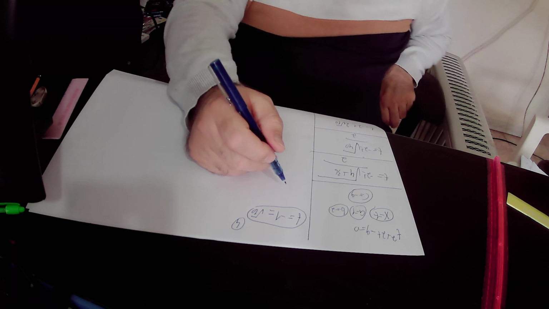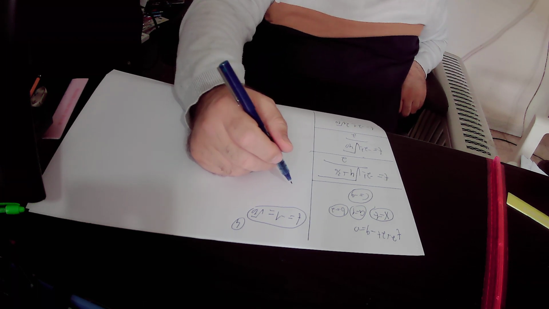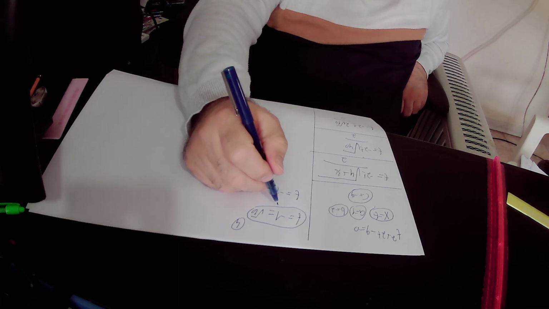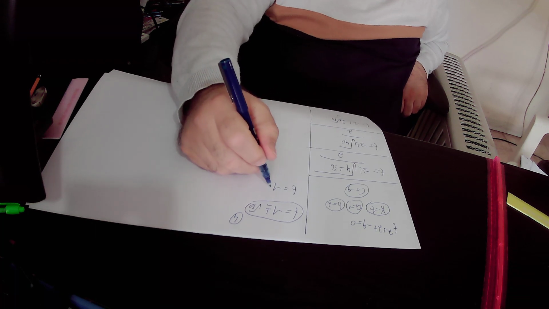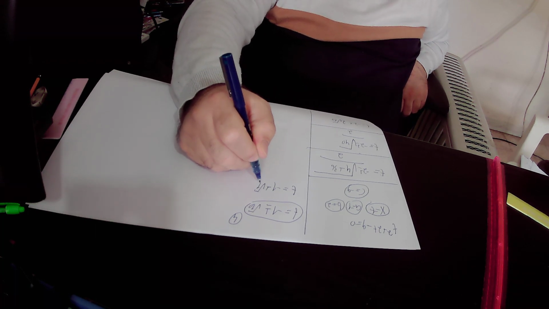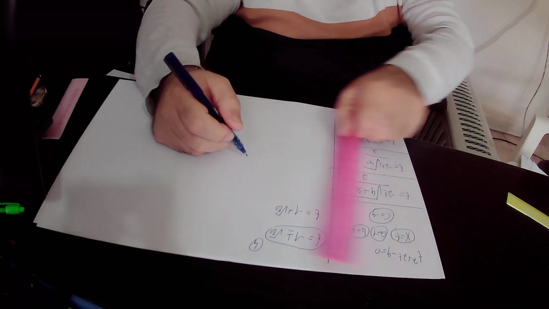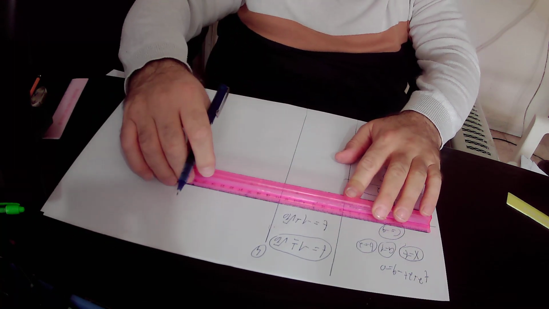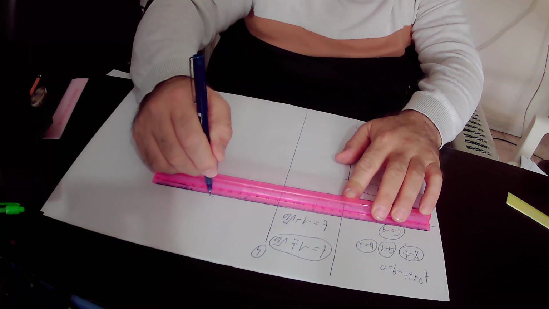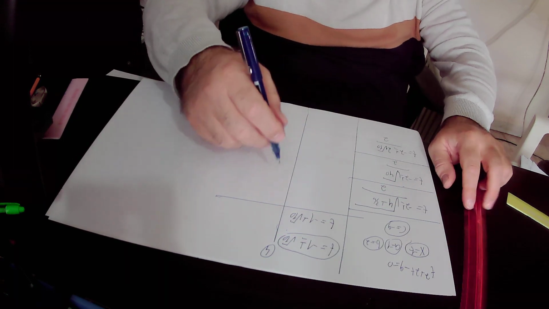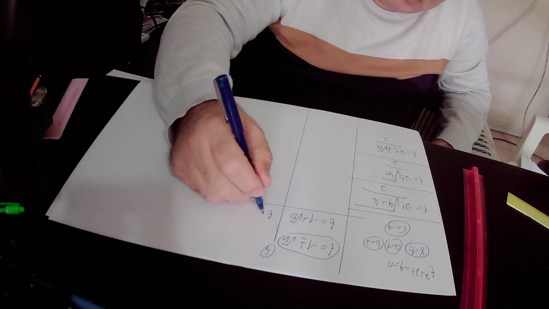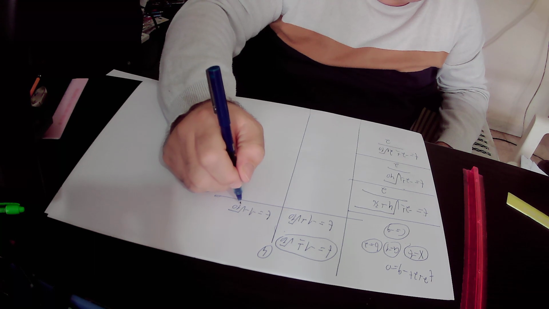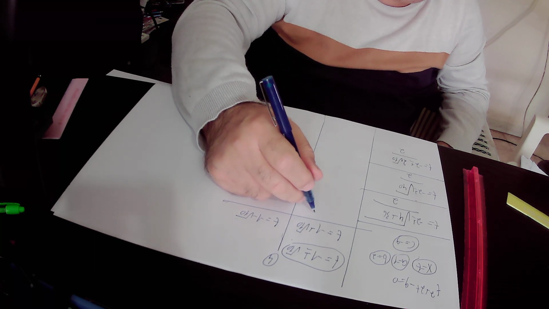The first solution is t equals minus 1 plus square root of 10, and the second solution for t is t equals minus 1 minus square root of 10, all divided by 2, of course.